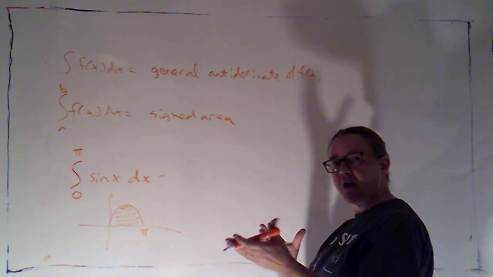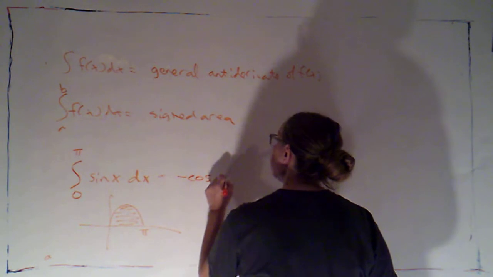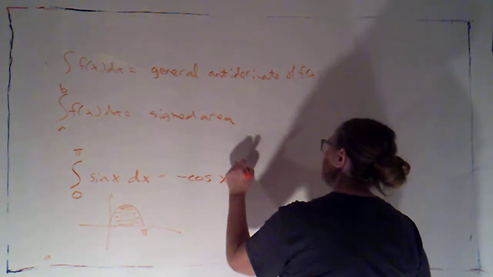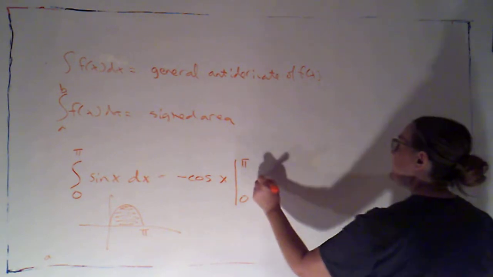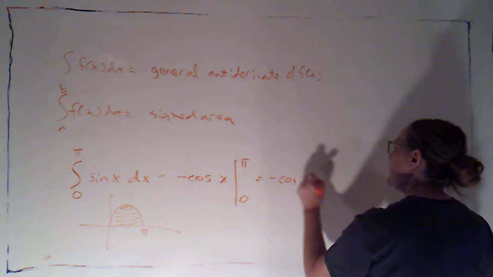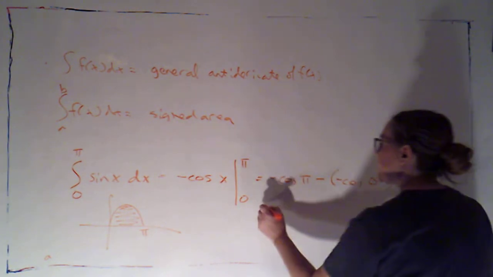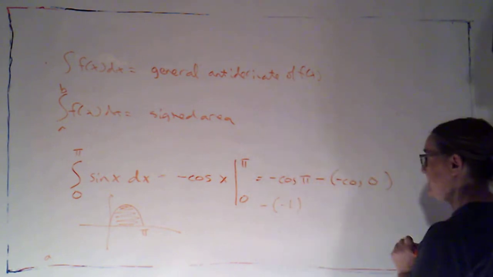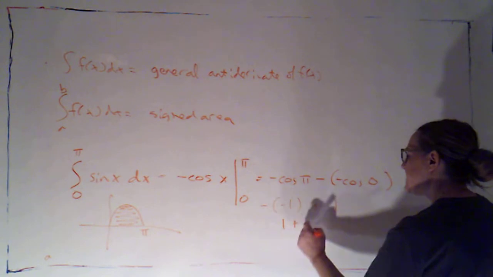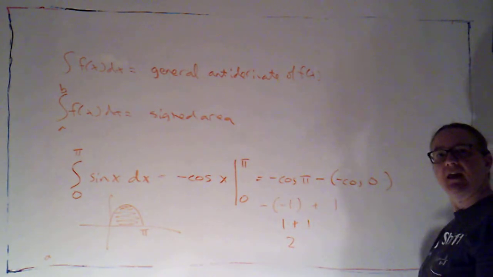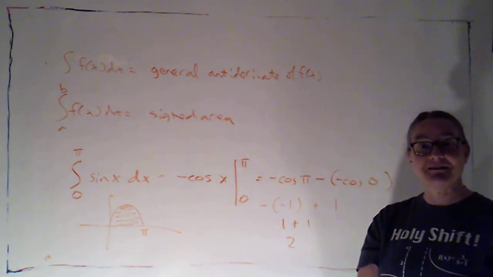Well, if I took the derivative of cosine, I'd get negative sine. So that means an antiderivative of sine is going to be negative cosine of x, evaluated now between pi and 0. So that's going to be negative cosine of pi minus negative cosine of 0. That's going to be negative, negative 1, plus cosine of 0 is 1. 1 plus 1 is 2. The area in one bump of the sine curve is 2, exactly.